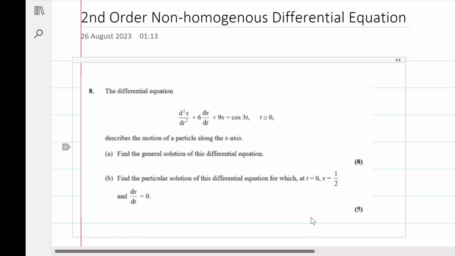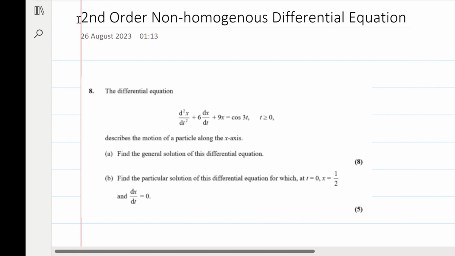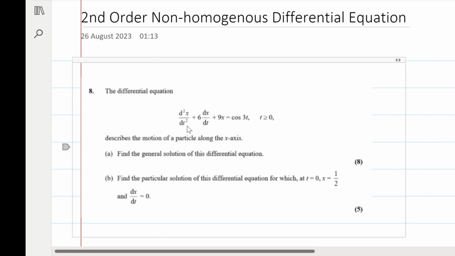Welcome to our second order non-homogeneous differential equation. Now in the first video we looked at first order, now we'll be looking at second order. So quickly, just to explain what every term here means, second order essentially means we're dealing with an equation which contains the second derivative. So in this example here we have d squared x by dt squared.